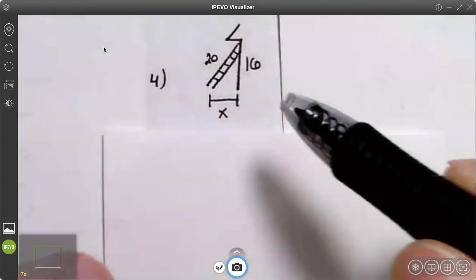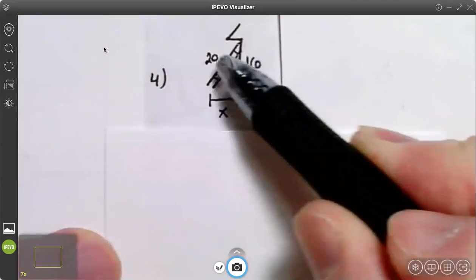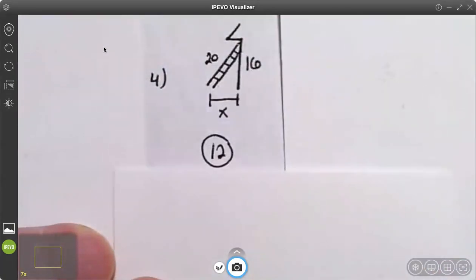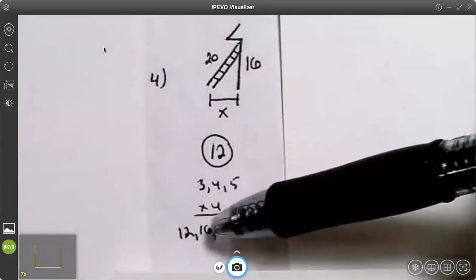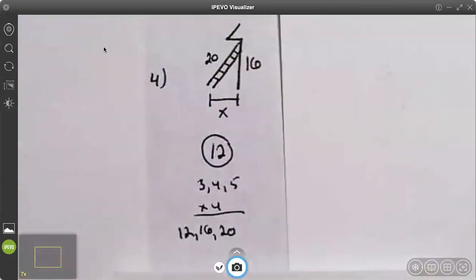So with the Pythagorean theorem, you could have done a squared plus 16 squared equals 20 squared, or you can know this is a Pythagorean triple. 3, 4, 5, all times 4 is 12, 16, 20. Pythagorean triple, the answer is 12.